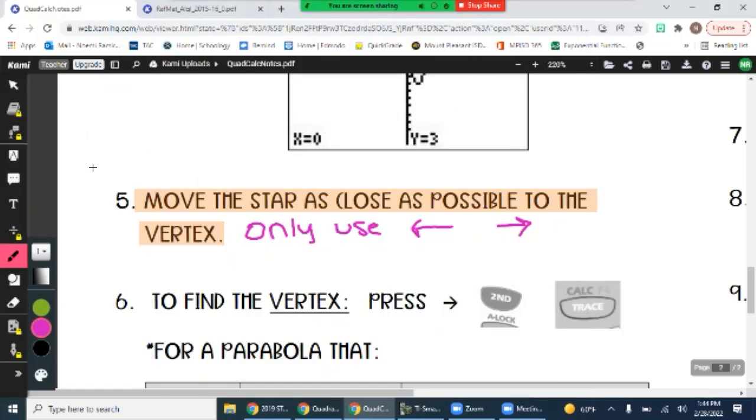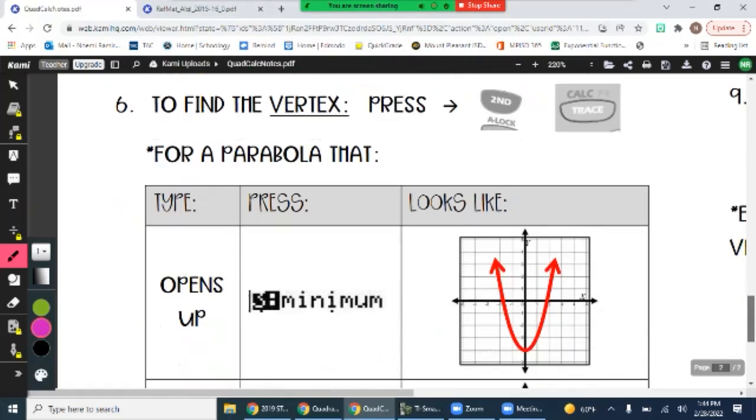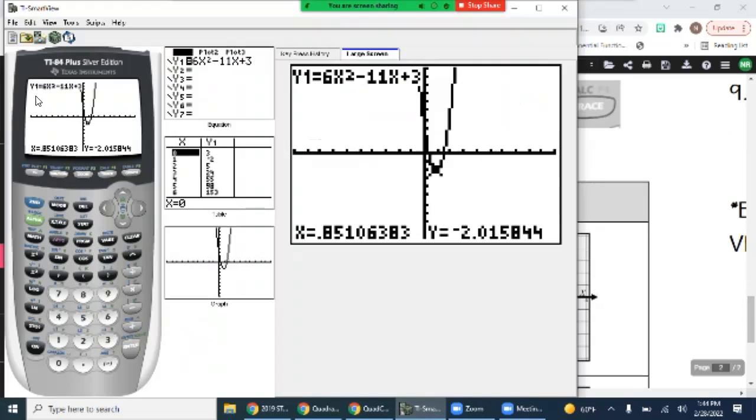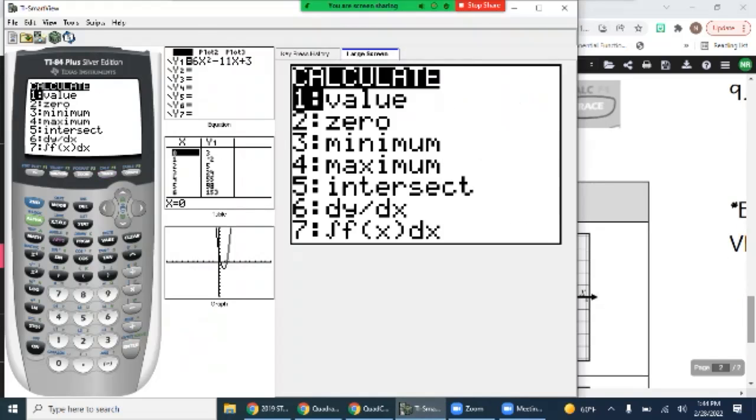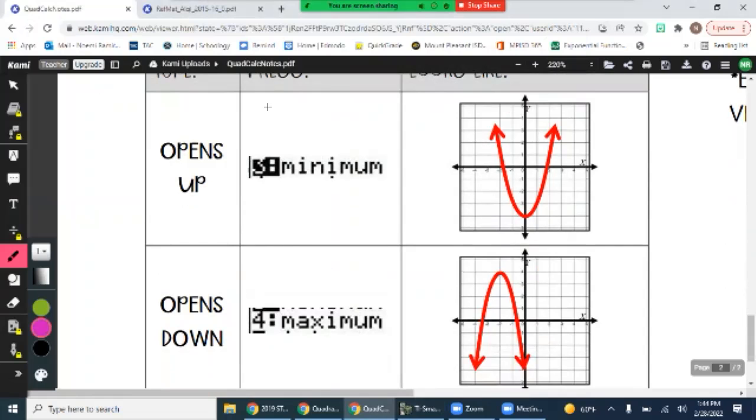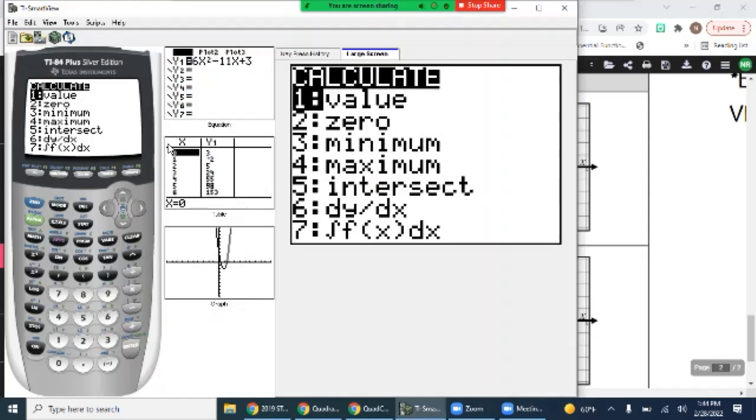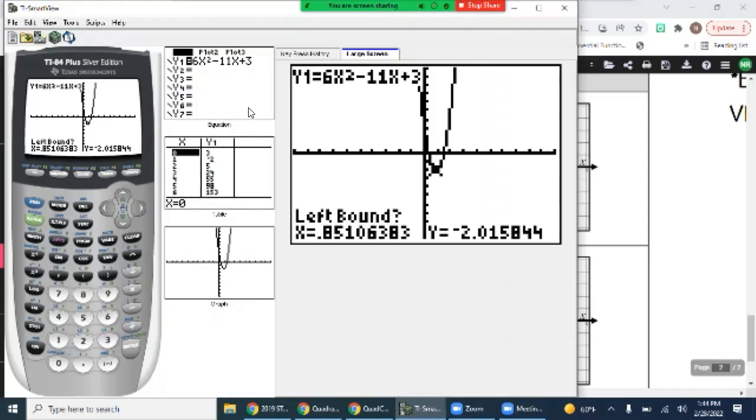Now that I am at the vertex, I can now press what? Second trace. I can press second trace. And you're going to match it up to those graphs. If we have a graph that looks like this, we're talking about having a minimum. If we have one that goes up high, it would have a maximum. So what are we going to press, 3 or 4? 3, it goes down low. So press 3. Now, does everybody's screen look like this? It should say left bound in the bottom left-hand corner. Yes? Okay. Angel? All right.